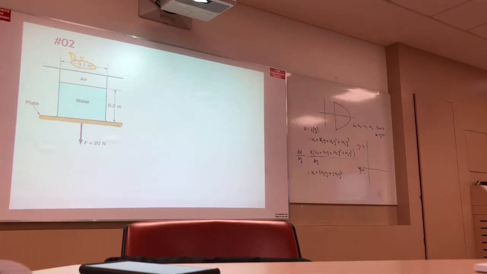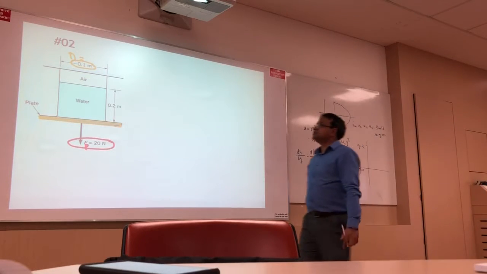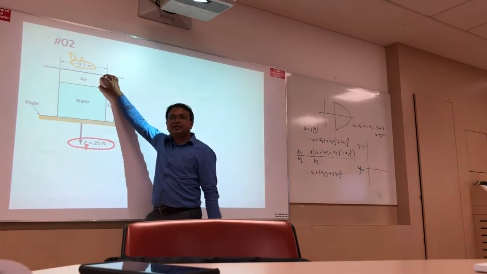A force of 20 Newton is applied to pull the plate away from the cylinder. So this amount of force, Fp, 20 Newton, is applied to pull away from the cylinder, right? Determine the air pressure inside the cylinder. Neglect the mass of the plate. So what do you understand from here? Here is the air pressure, right?